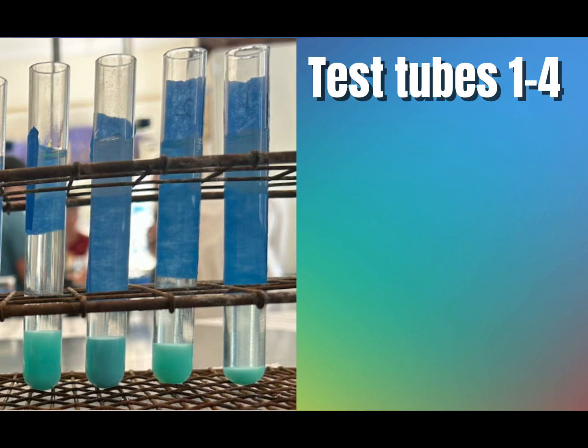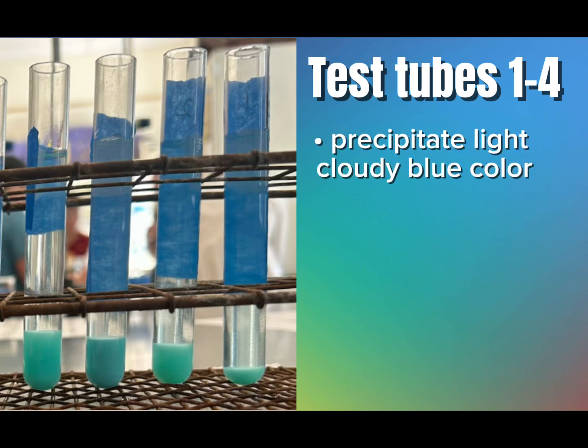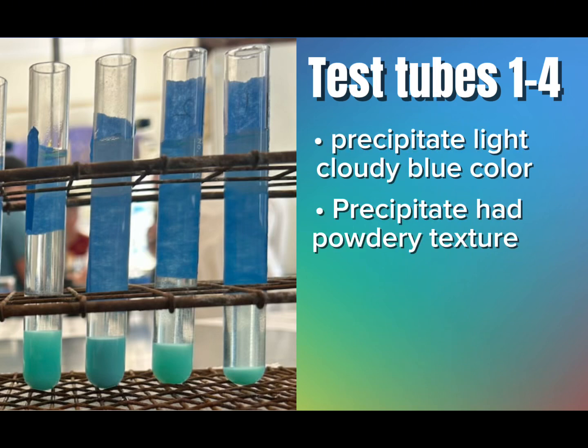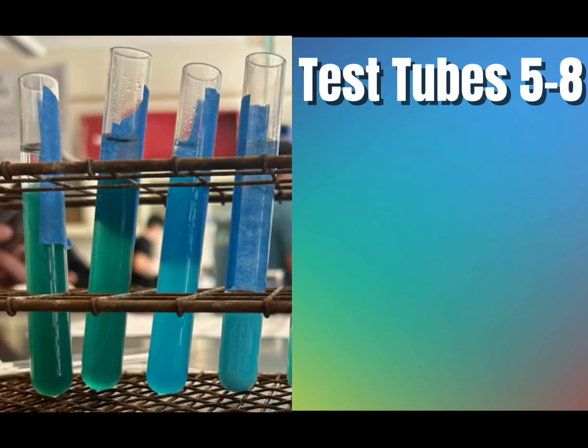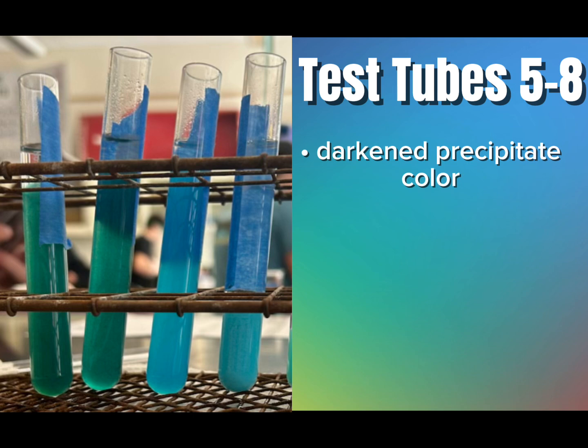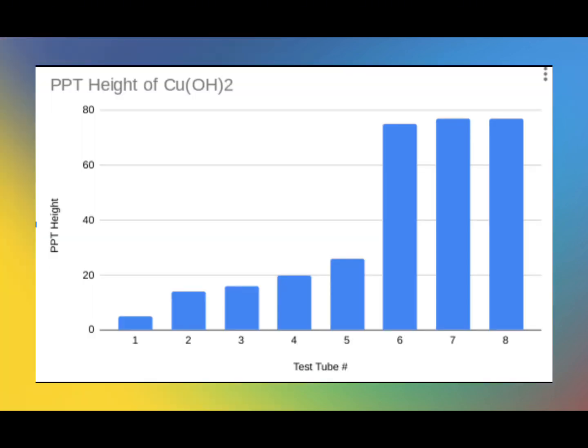For test tubes 1 through 4, our group observed the precipitate to be a light cloudy blue color with a powdery texture, and there was also a clear liquid that sat on top. In test tubes 5 through 8, the precipitate color darkened to an almost blackish blue with a clear liquid above. In test tubes 1 through 4, there was a steady increase in precipitate height. In test tubes 5 through 8, there was a large jump in the height of the precipitate, and it seemed to sit at the same height level.